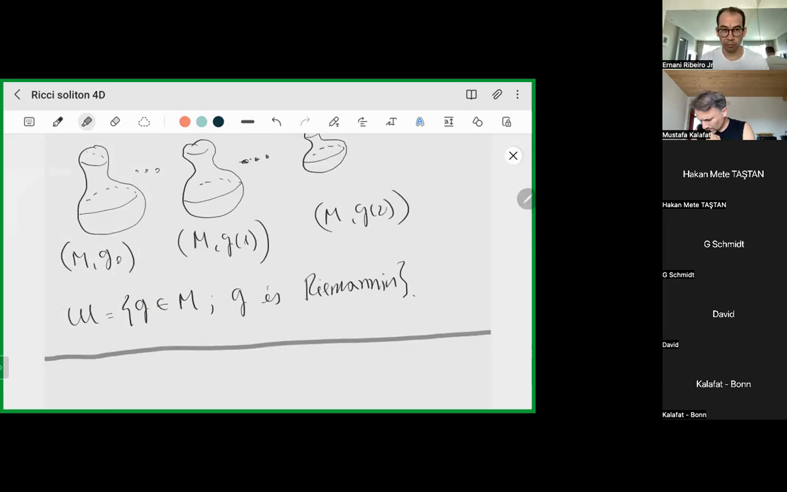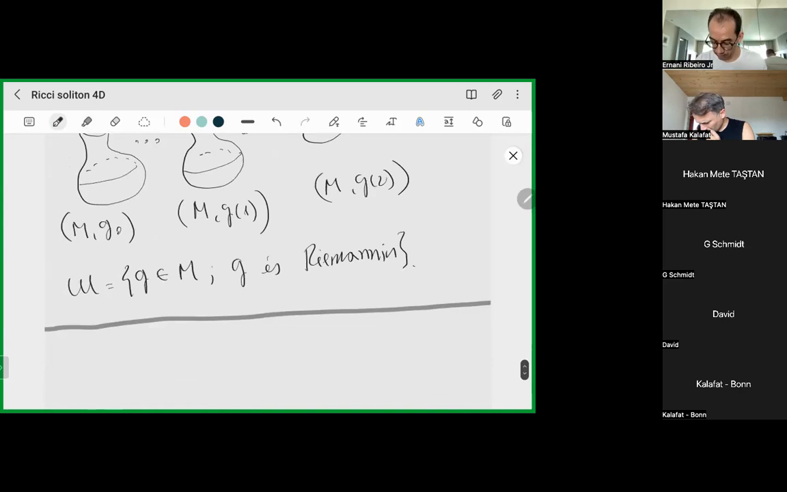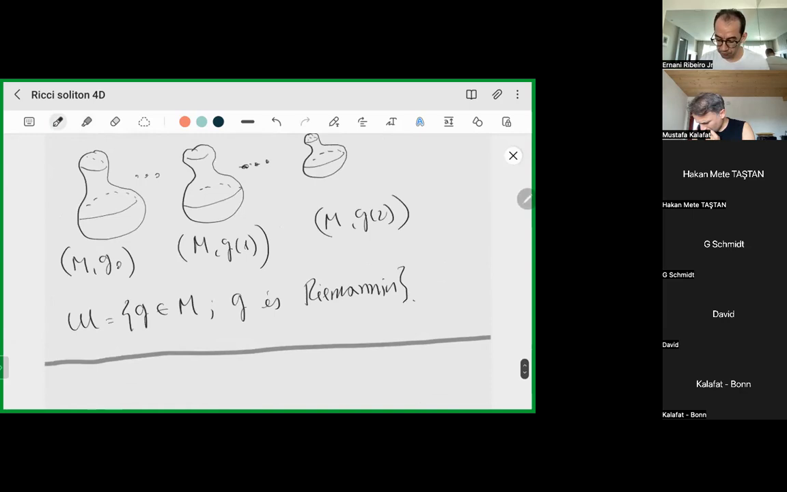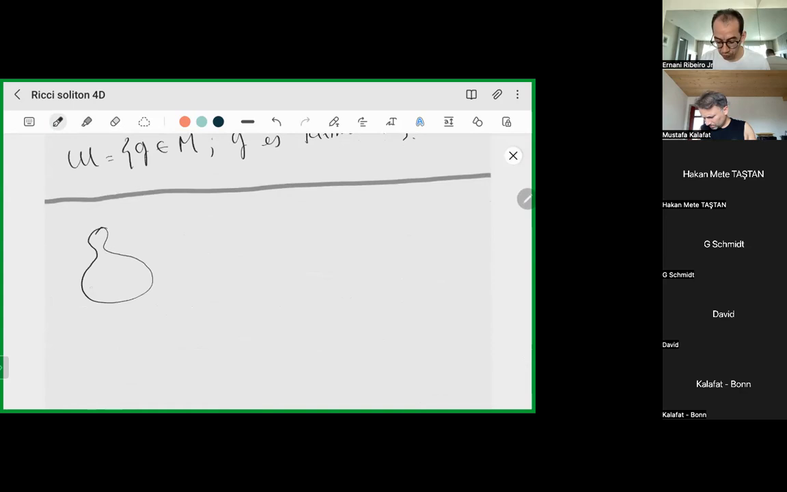But just to be more specific, look at this drawing. If you have a manifold like this, and you want to obtain constant curvature in some piece of this manifold, it's natural to think that here it becomes more round. Here, it also becomes more round. However, here, I can develop a neck.